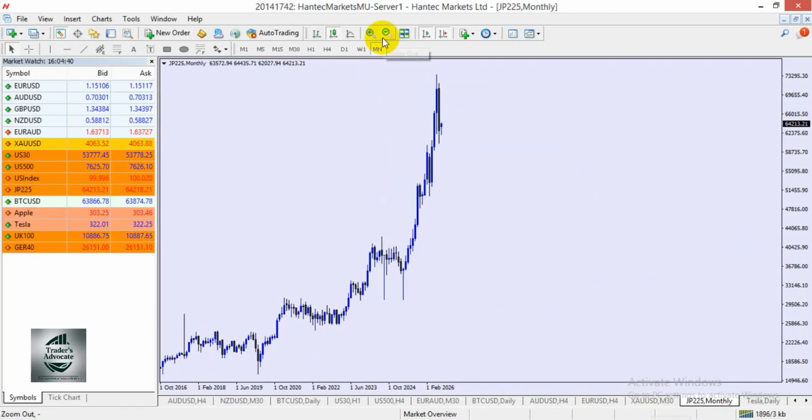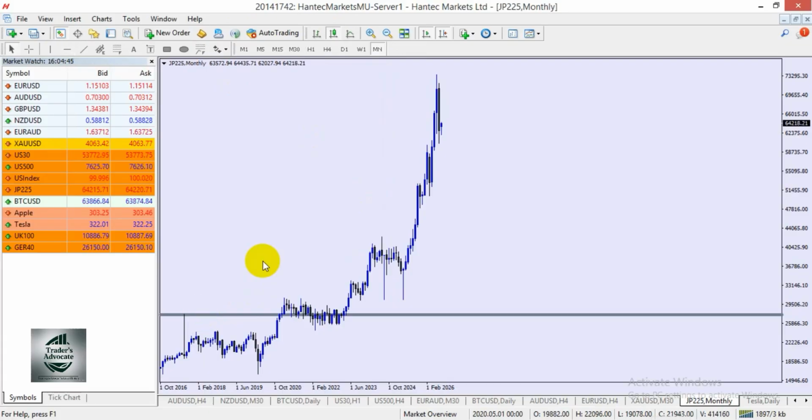So this is Japan 225. I'm going to draw my key levels. If you're using the top-down analysis, the first thing you want to do is go to the monthly time frame, not the daily, not the 4 hour, not the 1 hour time frame. Those time frames are used by intraday traders and scalpers to trade. Why not those time frames? If you're using those time frames, you have a blind spot to the market, especially if the market goes to a certain level. You will not be able to see those levels on those time frames.